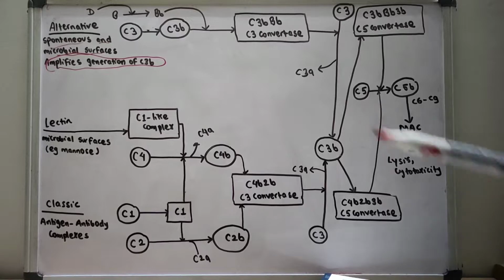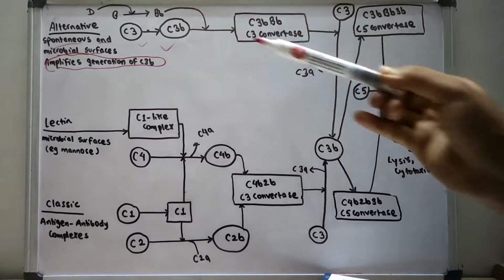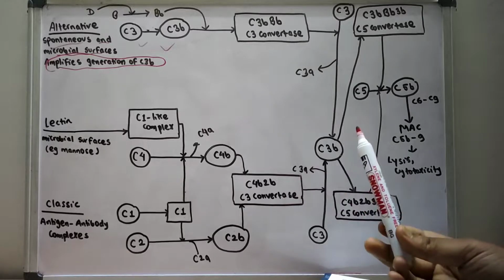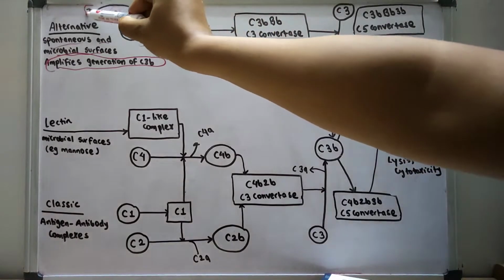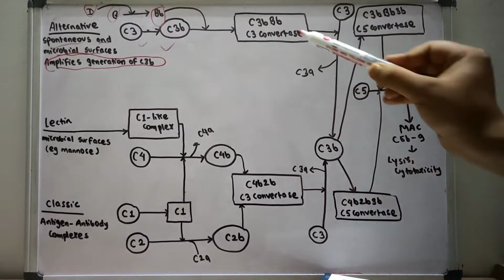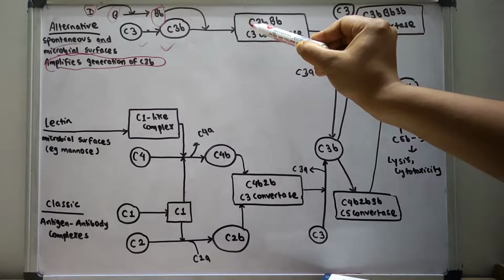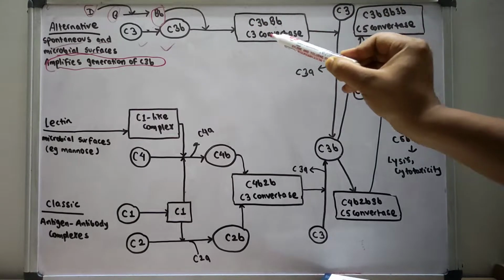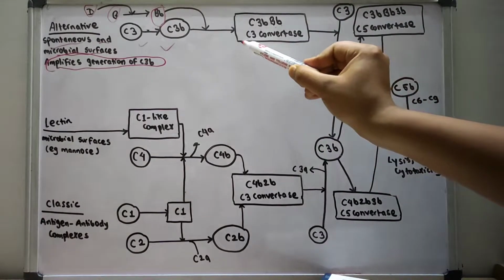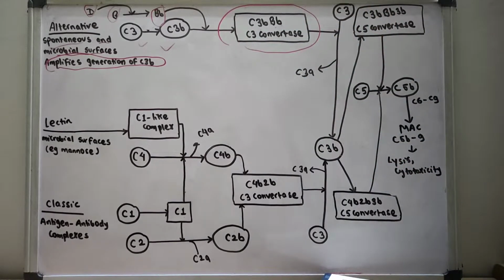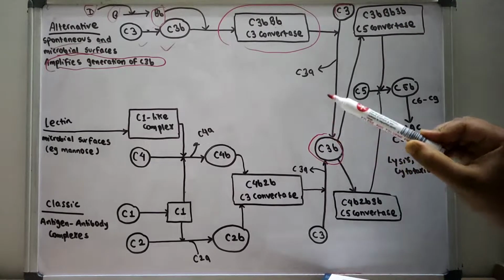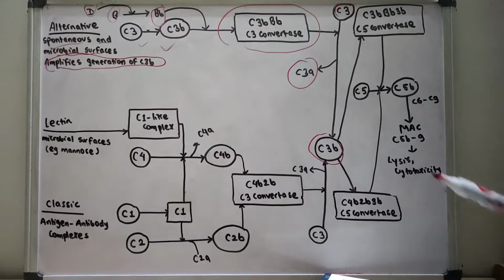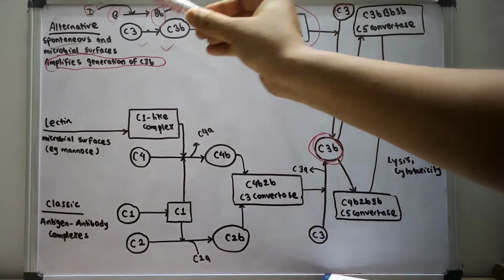So now what happens is that the C3 is automatically converted to C3b, and the protein B is converted to Bb by the help of the protein D. So now we have the protein complex C3bBb. This protein complex C3bBb is also called the C3 convertase. The C3 convertase helps to convert C3 to C3b with the generation of C3a. So now we have the C3b molecule from the alternative pathway.